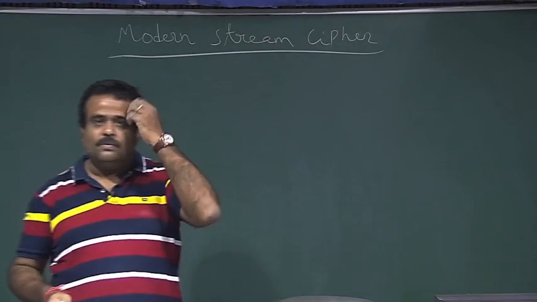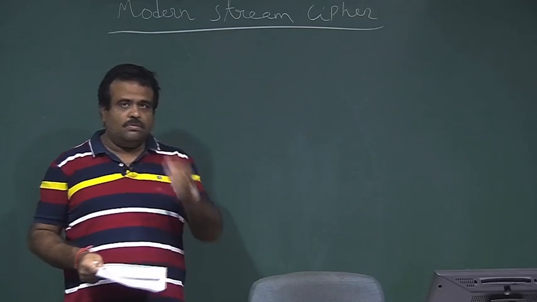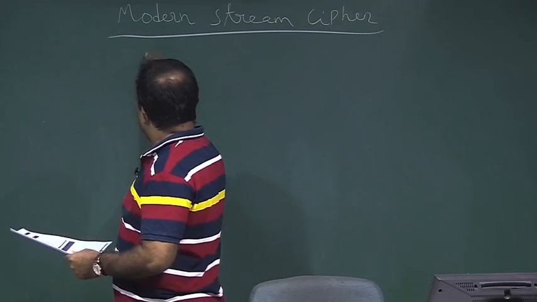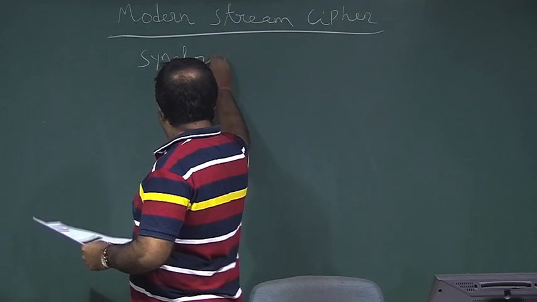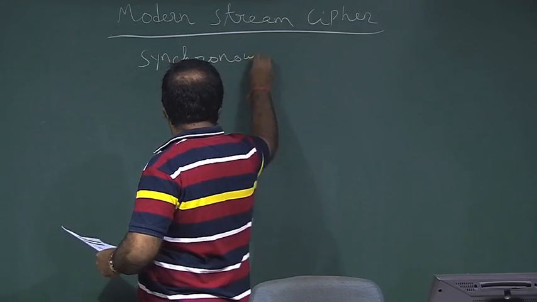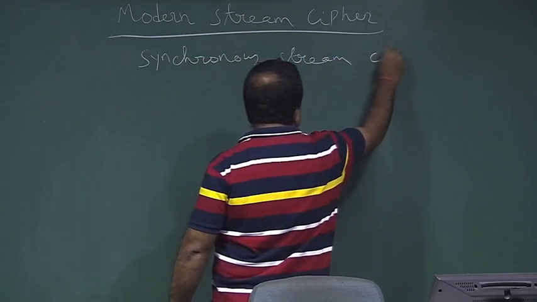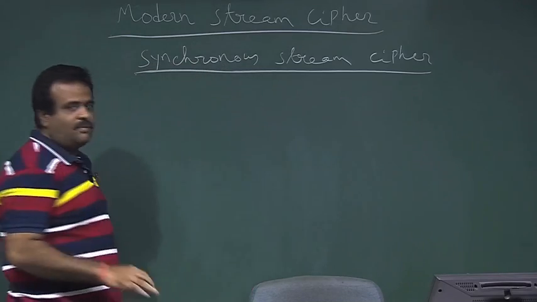Okay, so we talk about some recent, some modern stream ciphers. We have seen the general structure of a stream cipher. There are two types of stream ciphers. One is the synchronous stream cipher. In a synchronous stream cipher, we have a finite state.